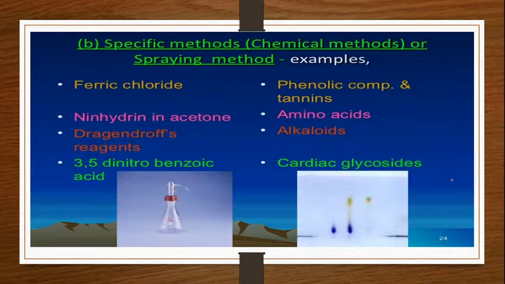Now the specific methods. These specific methods involve the interaction of chemicals with your substances. They are also called spraying methods, because you need to spray a chemical on your chromatogram. They are also called chemical methods. There are different combinations of chemicals which can be effectively used for analysis, or more specifically for identification of certain groups of chemicals.